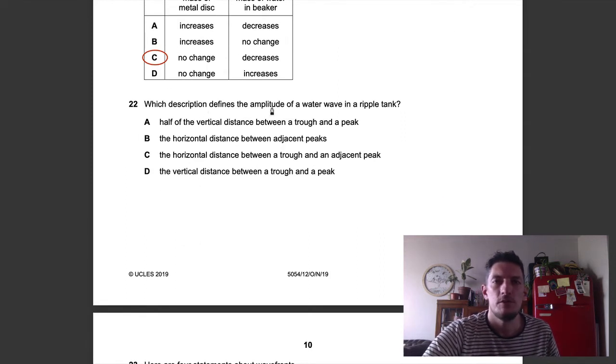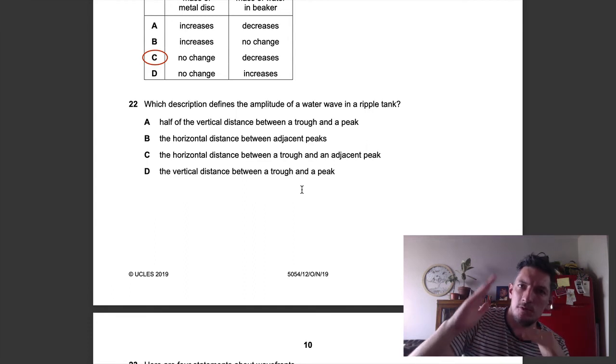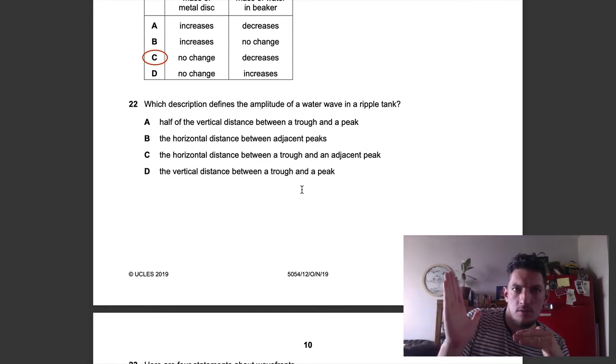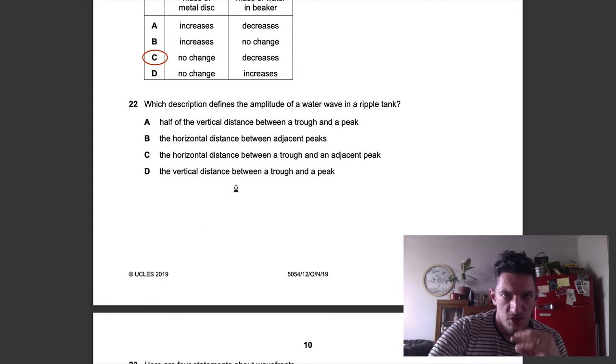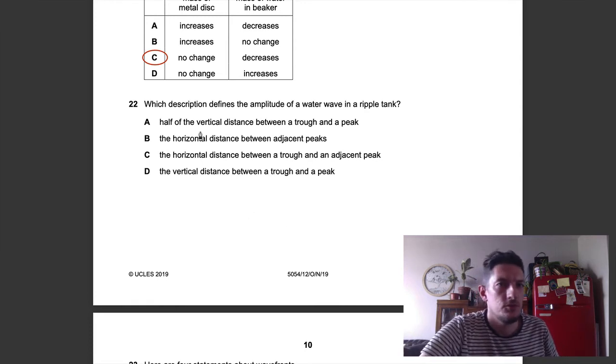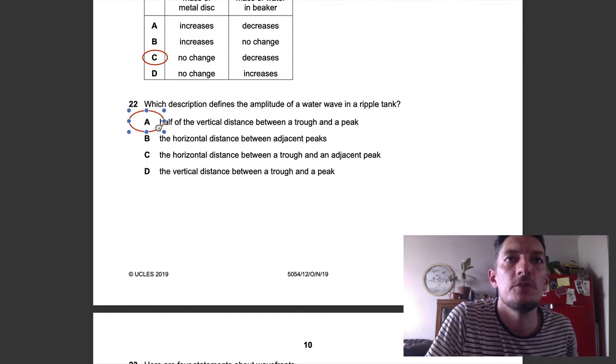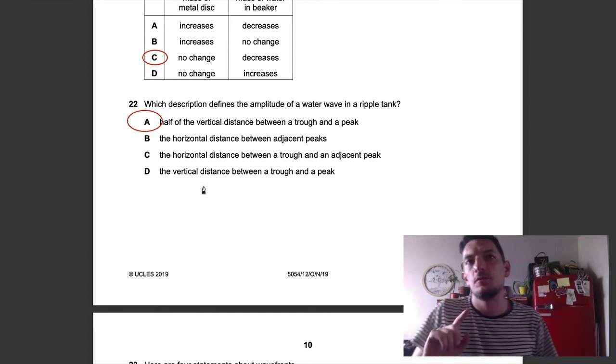What description defines the amplitude of a water wave in a ripple tank? Amplitude is how high a wave is, and you measure it from the middle to the peak. You don't measure it from the trough to a peak. You measure it from the center point. So in other words, it's half of the vertical distance between a trough and a peak. That's the right answer. Half the vertical distance between a trough and a peak. That is amplitude.